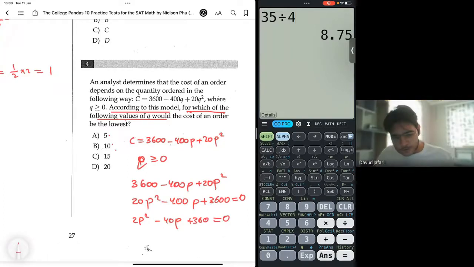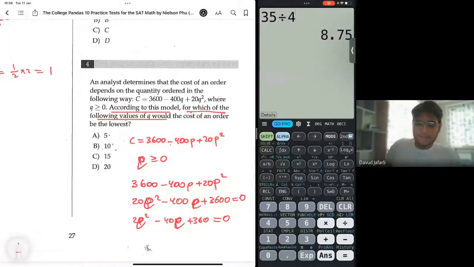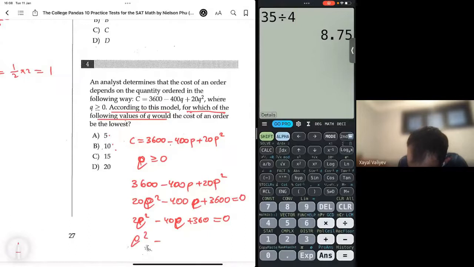Why not divide it by 20? It's a q, by the way, I was writing it as a p. So q squared minus 20q plus 18 equals 0. And don't forget, we are looking for the value of q that makes this smaller.